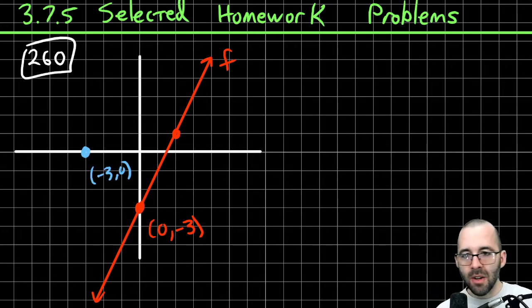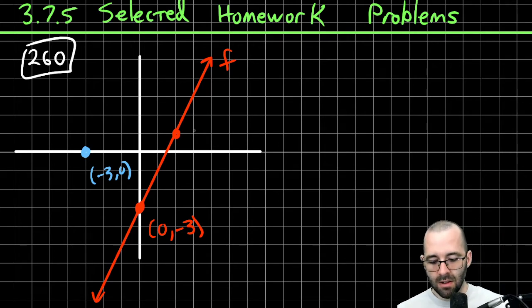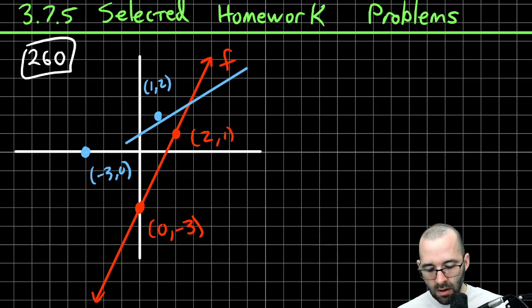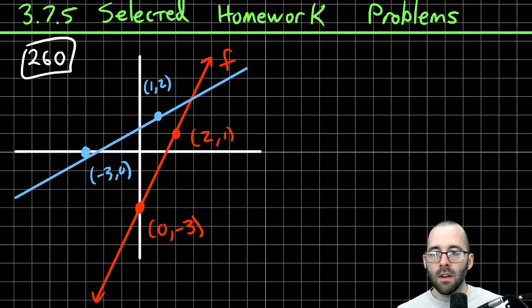Inverse functions are all about switching the x's and the y's. This is the point 2, 1. That means the inverse function goes through the point 1, 2. Red graph has slope of 2. Blue graph has slope of 1/2. Kind of like so.